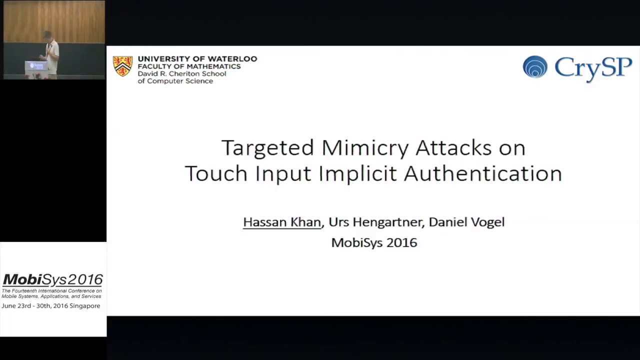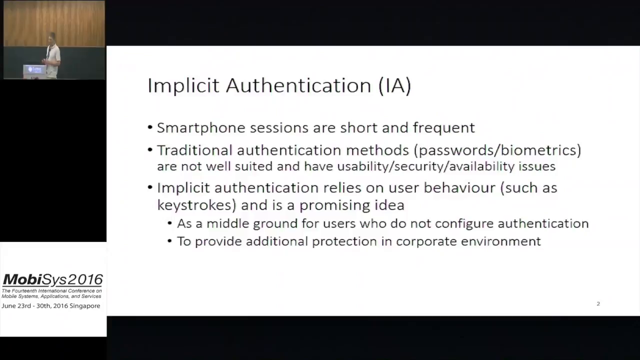So what's this work about? Implicit authentication. What's implicit authentication? The observation is that, as you probably know, when you have a smartphone, many of the sessions are short, and so you have to authenticate each time. That's annoying. There's a usability problem. There are security problems. And so people have been thinking about alternative ways to authenticate on smartphones. One of the proposed ways is implicit authentication.